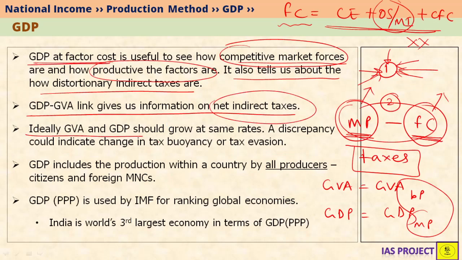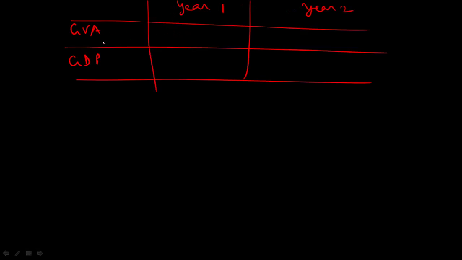Ideally, GVA and GDP should grow at the same rates. However, there may arise certain situations. Let's understand this with an example. GVA and GDP, let's say for 2 years are given, year 1 and year 2. In the first year GVA at basic prices is 100 and in the second year it is 110. Let's say GDP at market prices for the first year is 120 and for the next year is 130. So what this means is the net indirect taxes here are 20, because GDP minus GVA will give us net indirect taxes. Here GDP minus GVA is again 20.